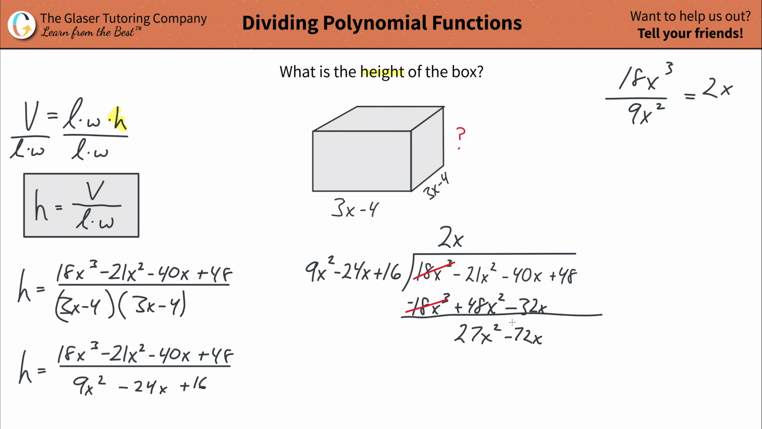Now you repeat the process. Oh, and by the way, there's really a 0 here, right? So you just drop down the 48. Don't forget about that. I was just seeing if you're paying attention.